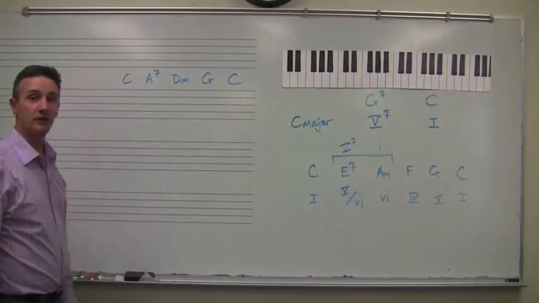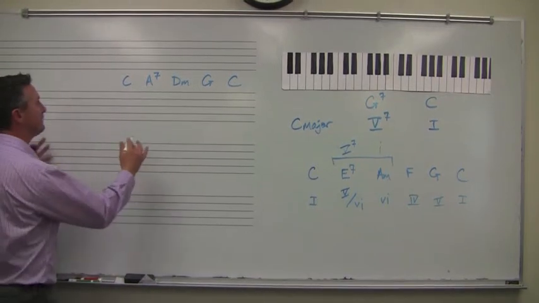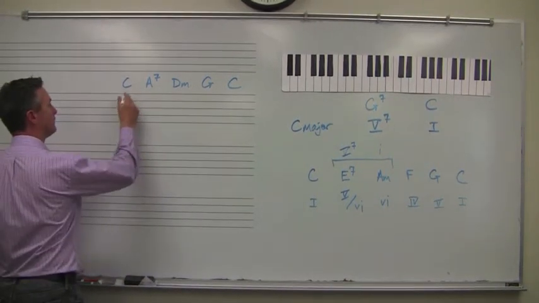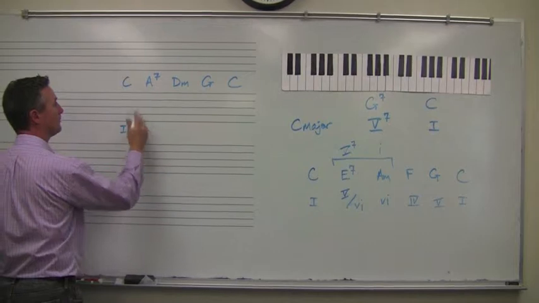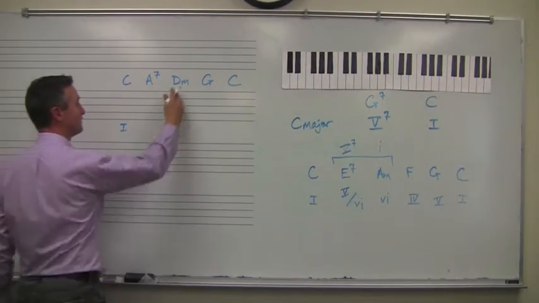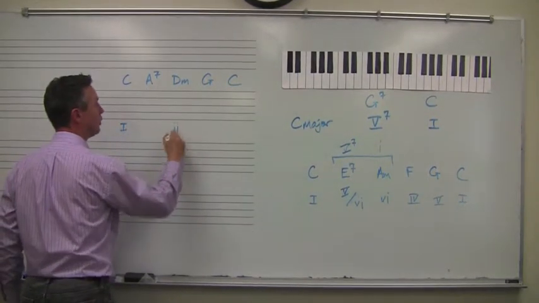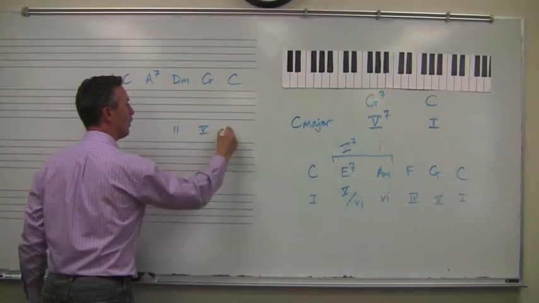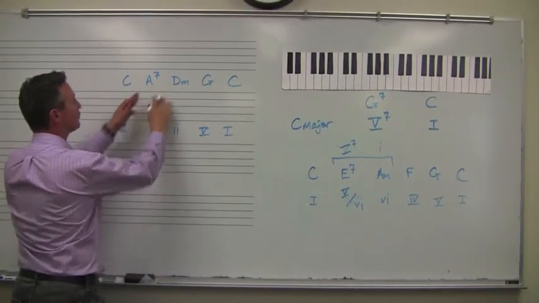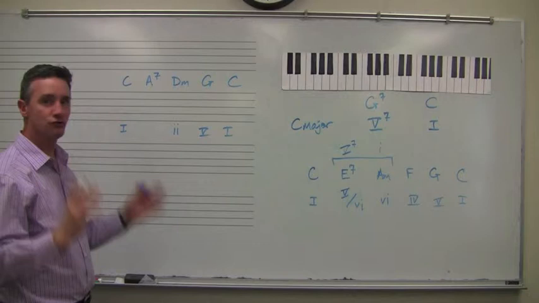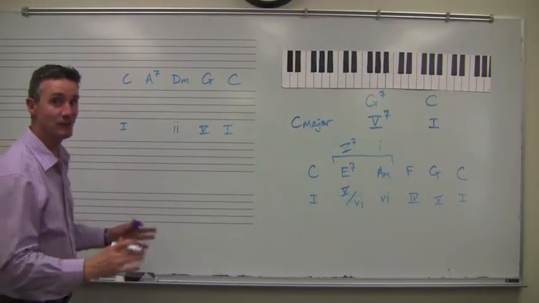Here's another chord progression that I might come up with. Again, everything makes sense except for one of these chords. This chord here, no problem, it's a 1 chord. This one, question mark, shouldn't really exist. This one, 2 chord, no problem there. 5 chord, 1 chord. What do we do with this chord here?